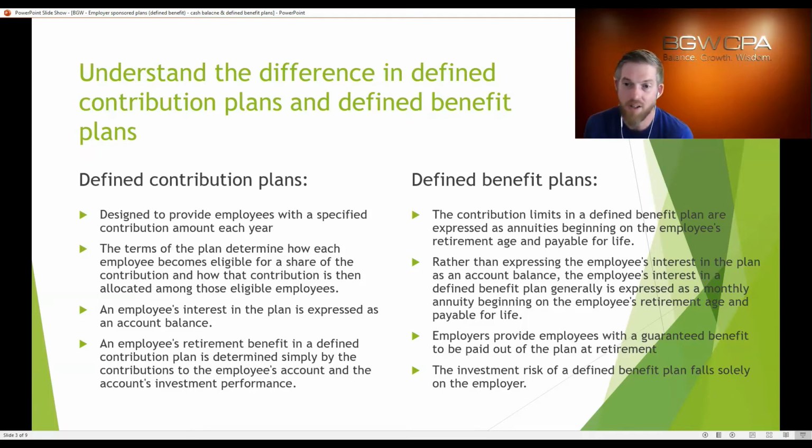Rather than expressing the employee's interest in the plan as an account balance, the employee's interest in the defined benefit plan is generally expressed as a monthly annuity beginning on the employee's retirement age and is payable for life. Employers provide employees with a guaranteed benefit to be paid out in retirement. And the investment risk of a defined benefit plan falls solely on the employer.